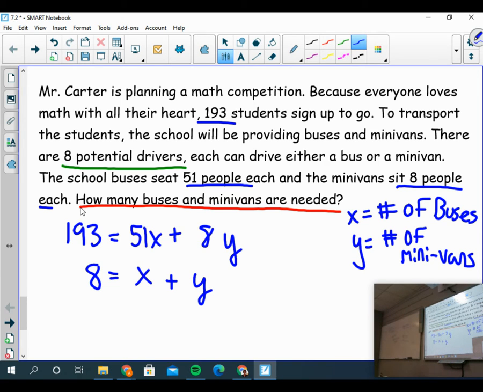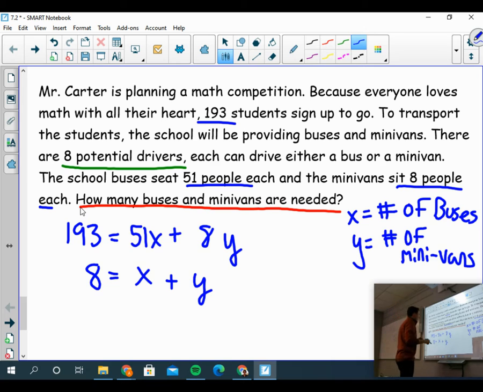This is where my second equation comes from, and I have to have this second equation. Otherwise, I'm not going to be able to solve for the variables. I need 2 equations here. I need a system. Okay? I figured out that I needed to use the 8 for the second equation because I hadn't used that piece of information yet. And I have to meet both criteria, right? I have 8 drivers. So I can't just somehow figure out how to split up the 193 people into 10 different spots, 5 buses and 5 minivans, because I only have 8 drivers. I have this second criteria I have to meet.